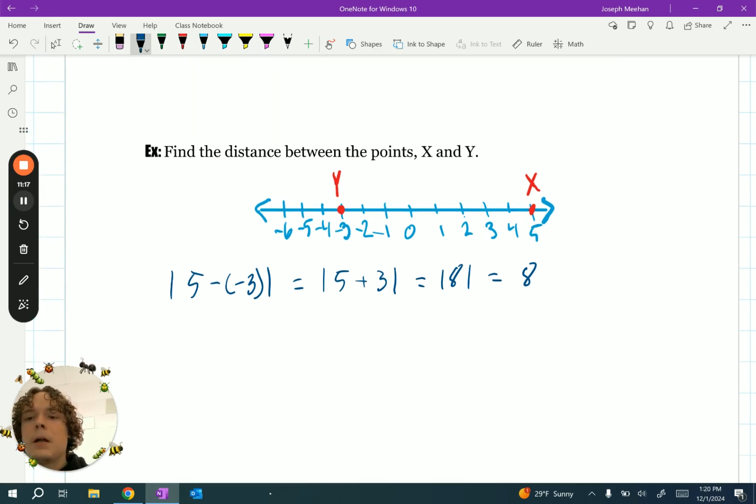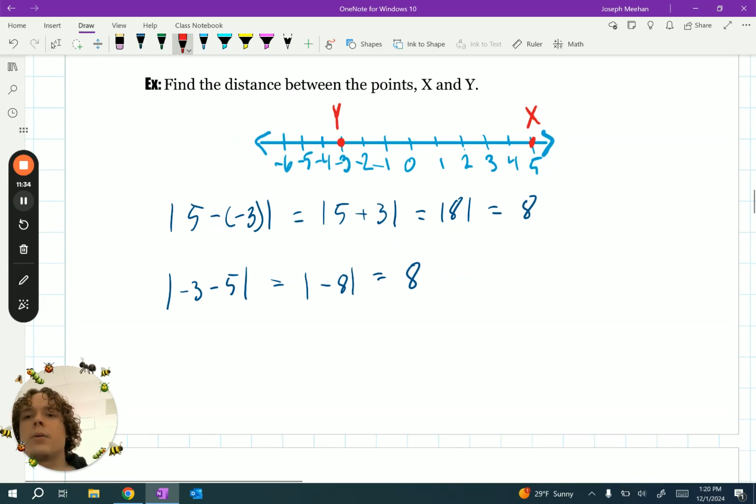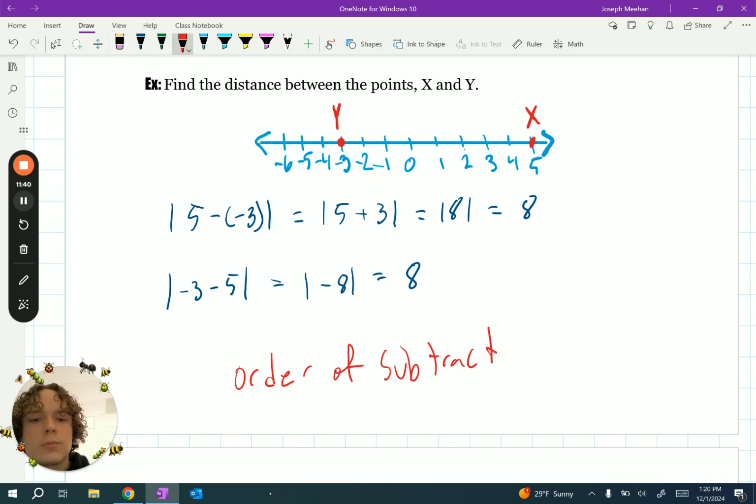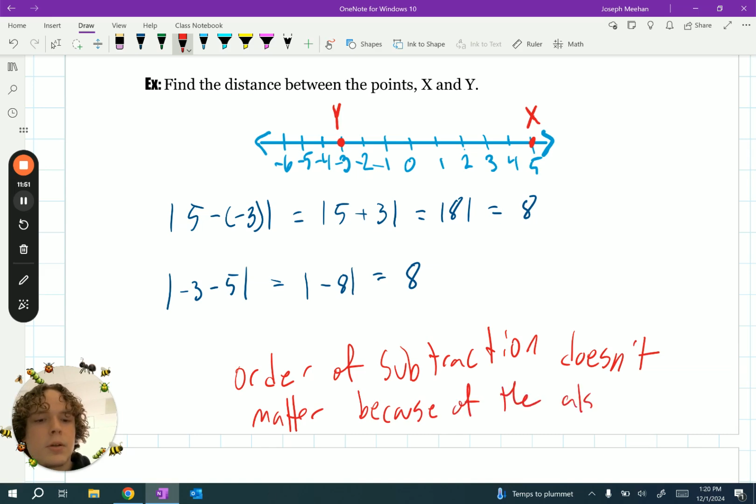But say we did the absolute value of y minus x, that's -3 minus 5. Then we're going to get the absolute value of -8. What's the absolute value of -8? Then we get 8. So because we put that absolute value there, it makes it so the order of subtraction doesn't matter. Let me write that down. Order of subtraction doesn't matter because of the absolute value.